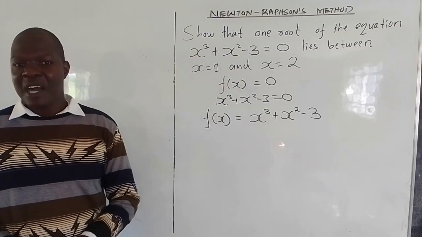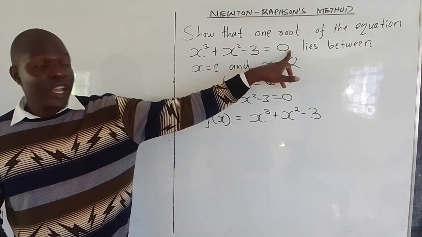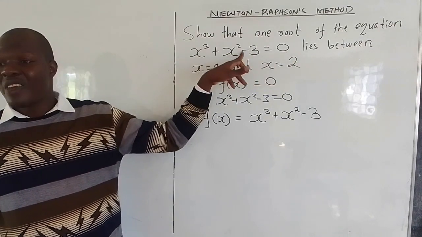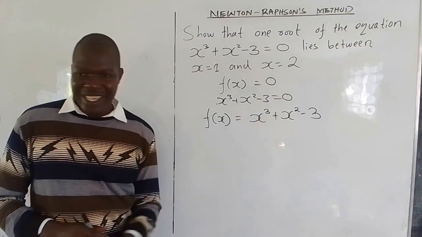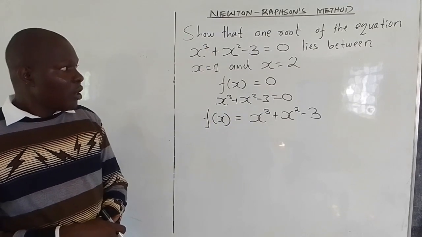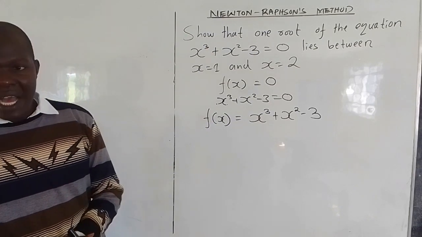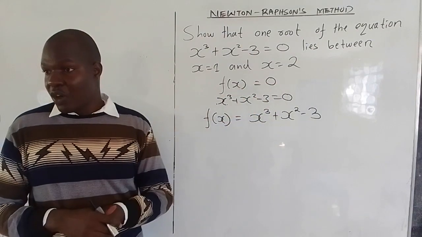Meaning you can only get the function from the equation if it is equal to 0. If there is not a 0 there, you bring what is there to the left hand side of the equation until you get a 0. It's then that you will be able to see the function, isn't it? Are we together? Once we found the function, remember, when the value of the function is equal to 0, then x is the root, isn't it?